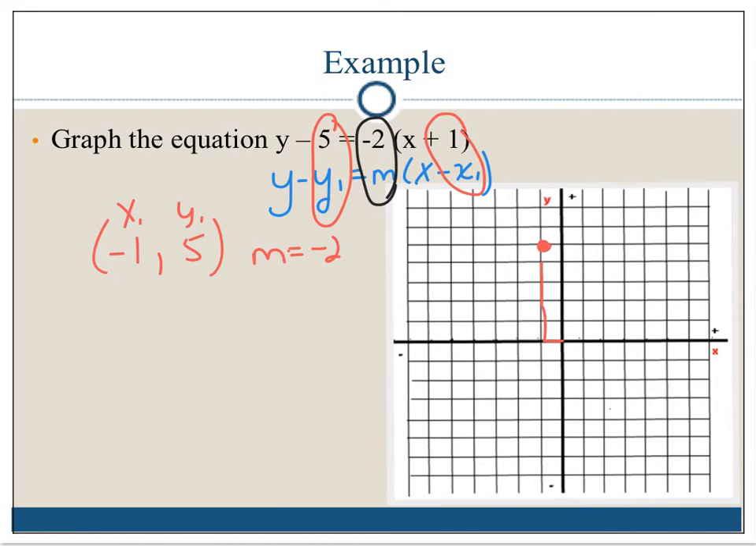Plot that point. And now from there, you want a slope of negative 2, which turned into a fraction is negative 2 over 1. So your rise is negative 2 and your run is 1. Then if you've seen me do before, I'm going to do it a couple of times. Negative 2, run is 1. And this creates your graph.